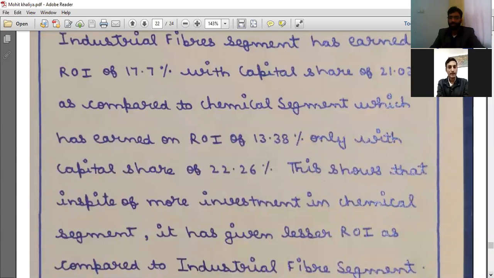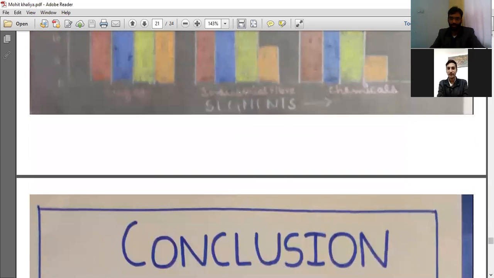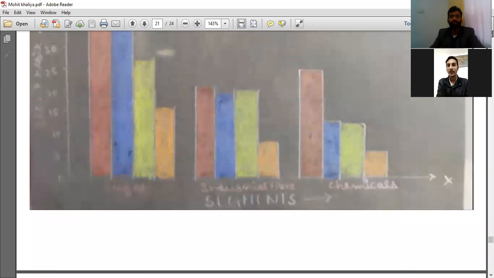Okay, what was the final conclusion? Which department or which segment is not working well? Sir, chemical department was not working well. Through this diagram, I can see this industrial fiber department is having less revenue from operation. So how will you justify that another department, that is chemical department, is not working well?